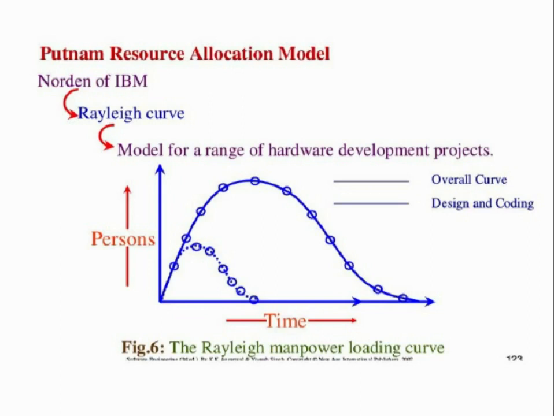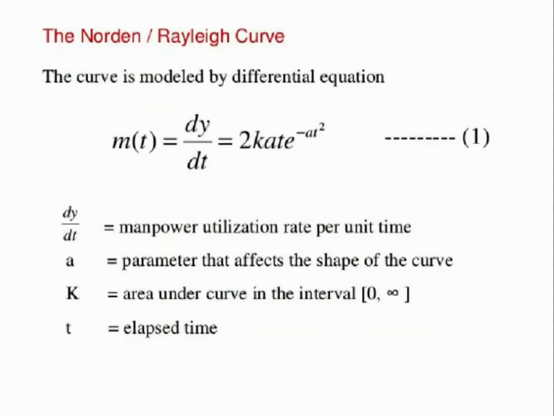Around 150 projects were studied by Norden and subsequently by Putnam, and both researchers observed the same tendency for the manpower curve to rise, peak, and then exponentially tail off as a function of time. Now, the Norden-Rayleigh equation represents manpower, measured in persons per unit time, as a function of time. It is usually expressed in person-years per year.